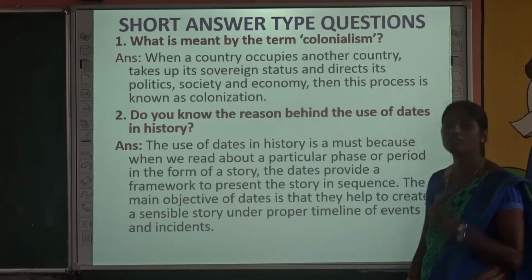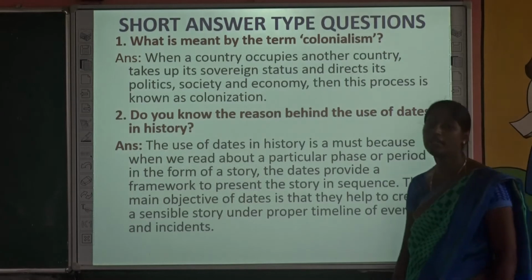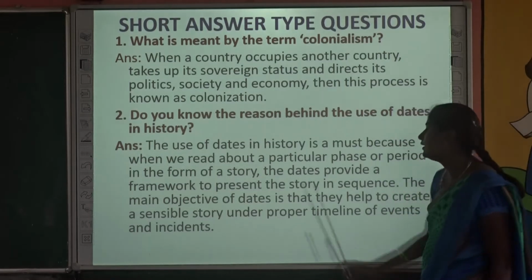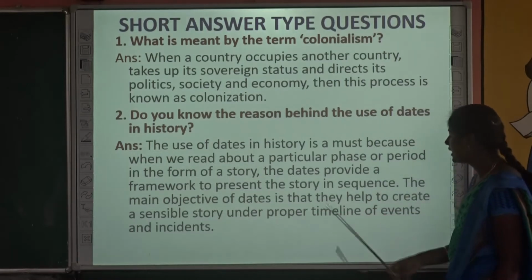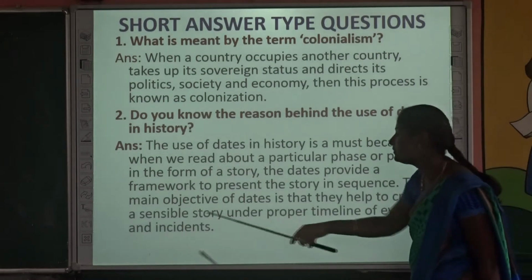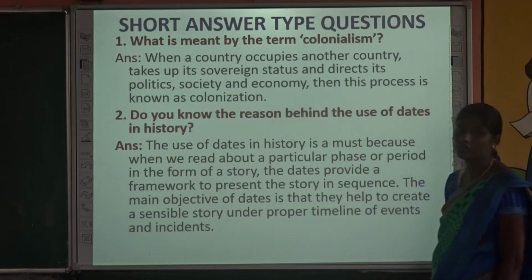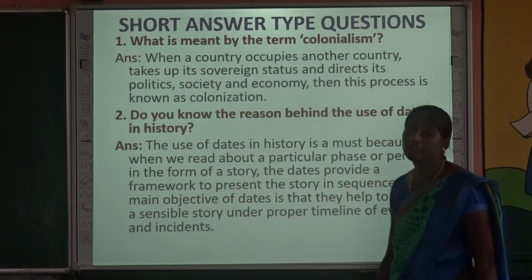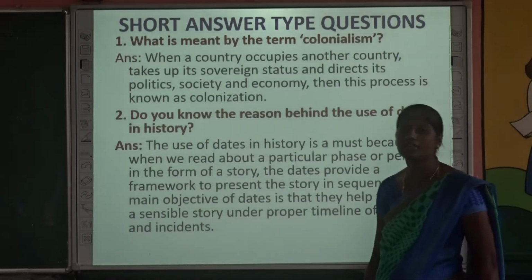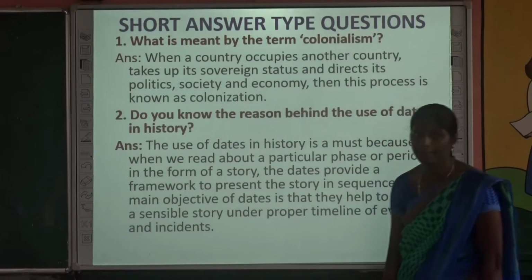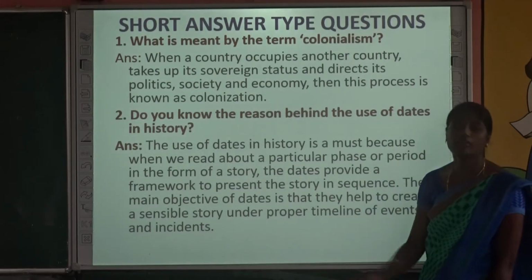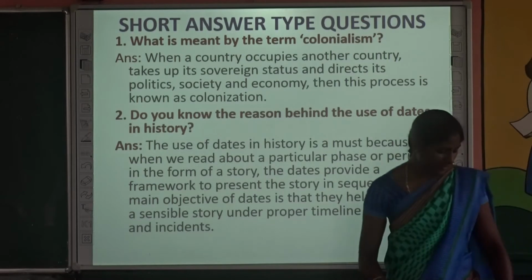If we know the date only, we can make the story in an order. The main objective of dates is that they help to create a sensible story and a proper timeline of events and incidents. So, we can prepare the timeline if we know the dates of each and every thing that had happened. This is why the dates are very important in our history.